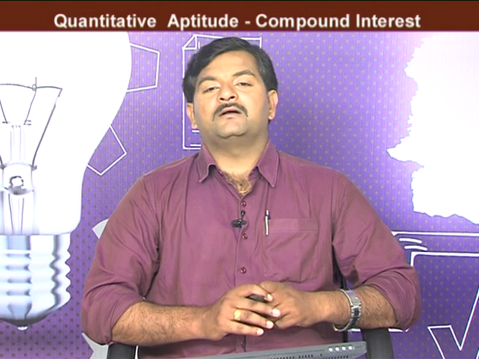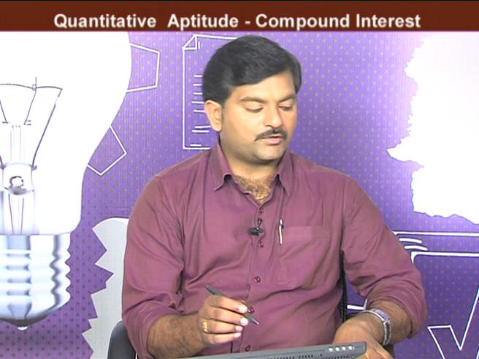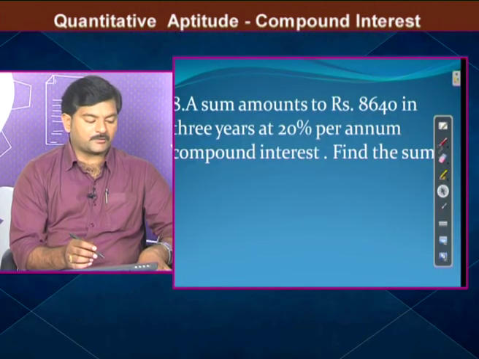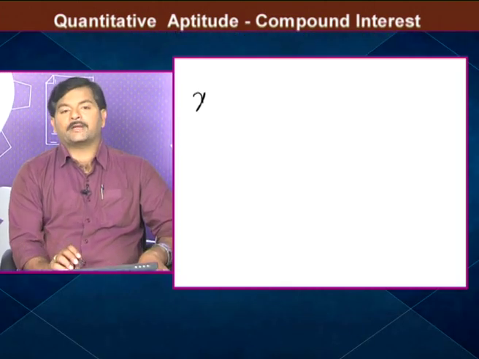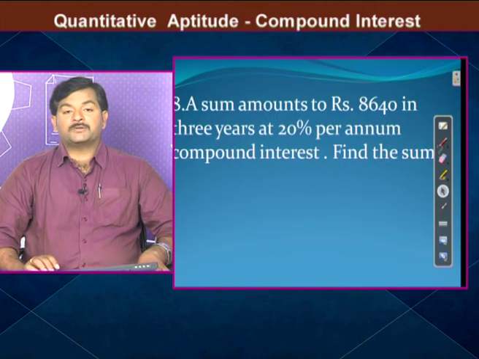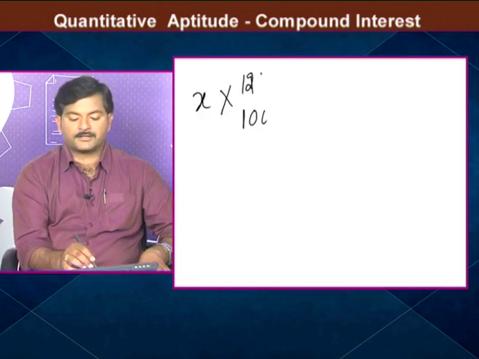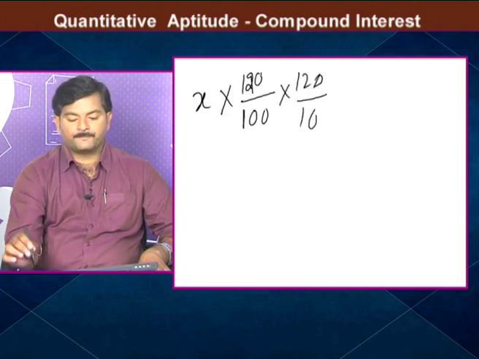But in this question, he gave the amount after 3 years and asked to find the sum. Since nothing is mentioned, we have to assume that the interest is compounded yearly. What value is given? The amount is 8640 rupees. Let the principal amount be x. x into the rate of interest, which is 20% given, so 120 by 100 into again 120 by 100.